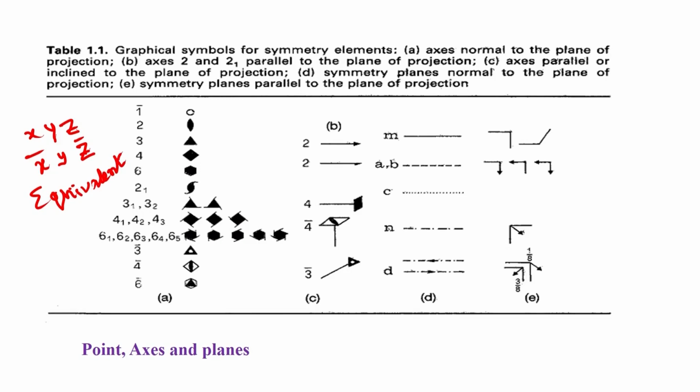Equivalent points, they are equal to each other. So, there is no distinction between what is there at x y z and what is there at minus x y minus z. So, therefore, they become the so called equivalent points.